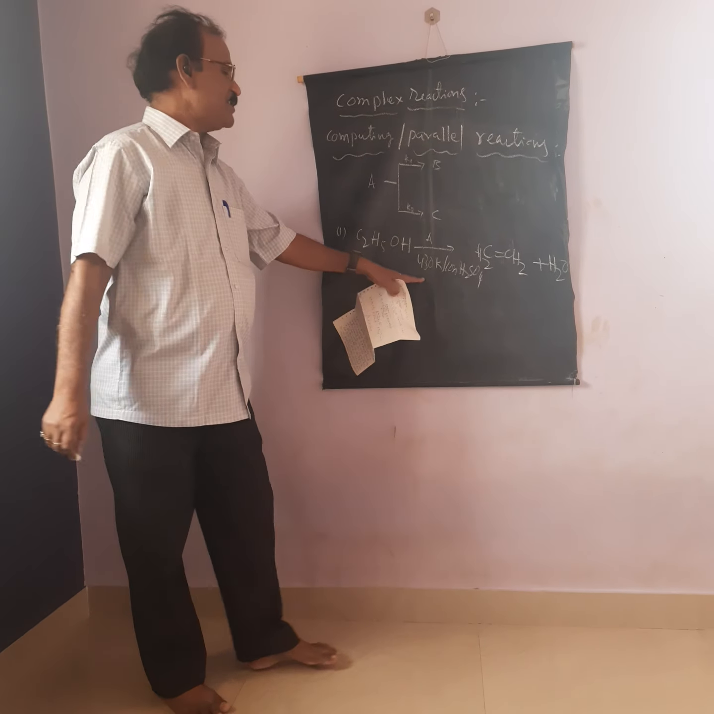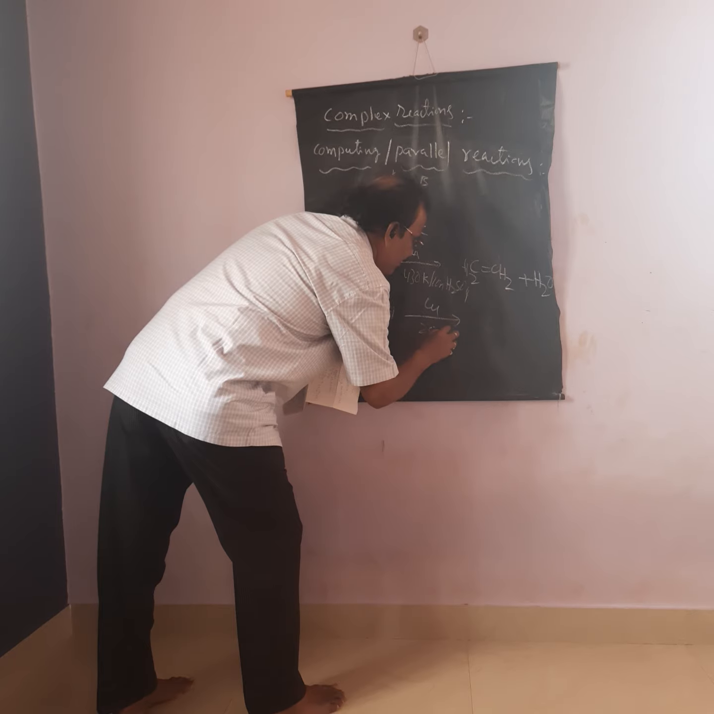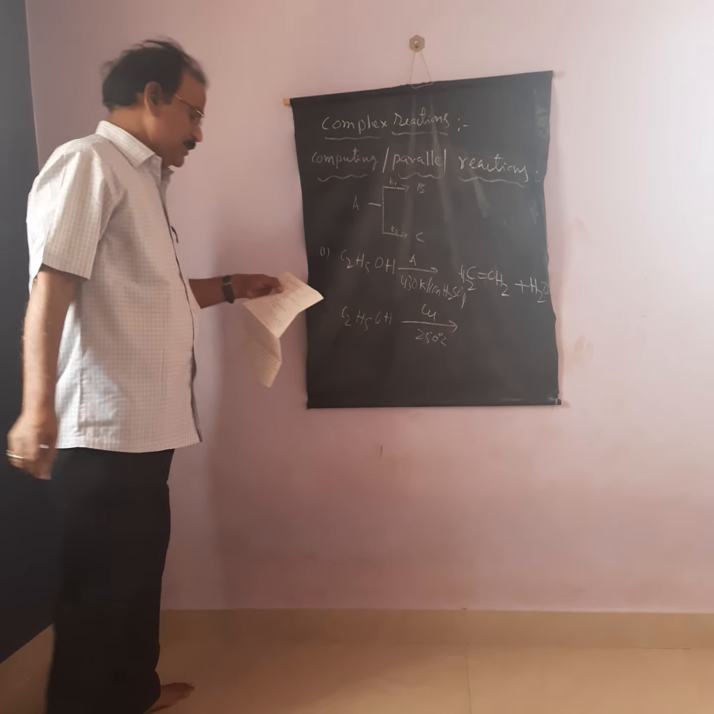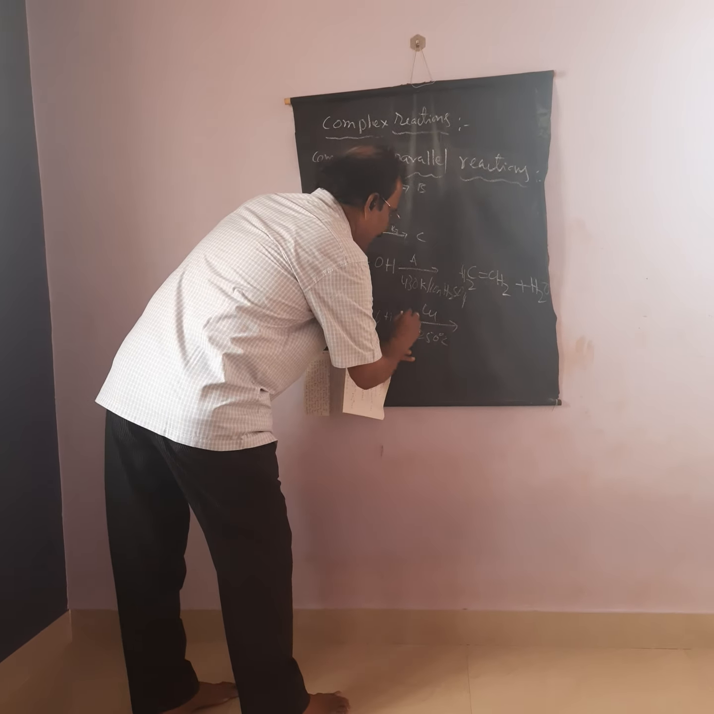If you use these conditions, the main product is ethylene, from C2H5OH. Now, when vapors of this are passed over heated copper at 250 degrees centigrade, with rate constant K2.